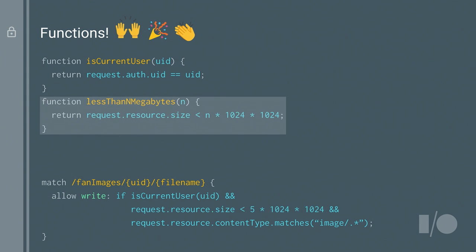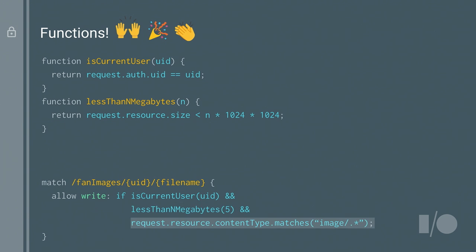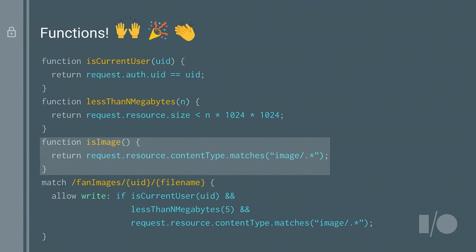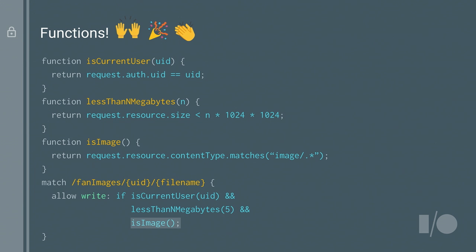We'll go ahead and create a less than n megabytes rule or function, pass it the size of the number of megabytes we want to limit to, and then we can replace the rule down here with a call to less than n megabytes, 5. Finally, we can take the rule that checks whether or not the file is an image, create a function called isImage, which just returns the same exact rule, and replace the call down here with isImage.